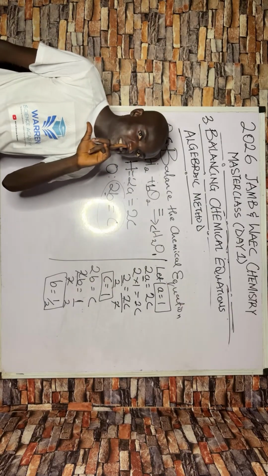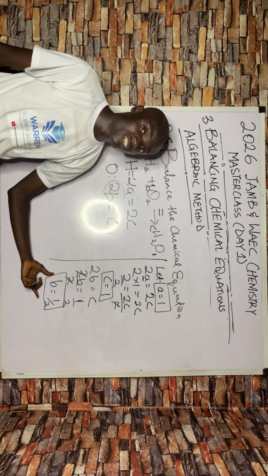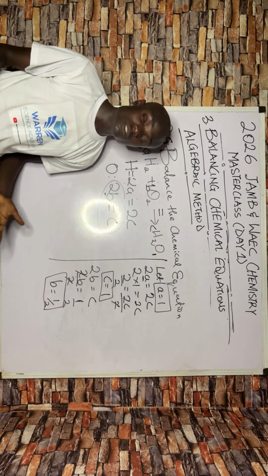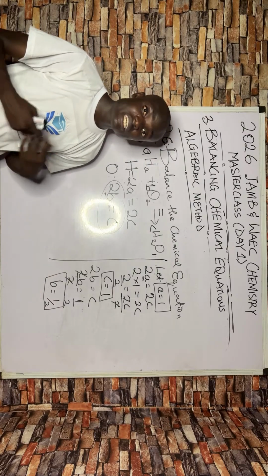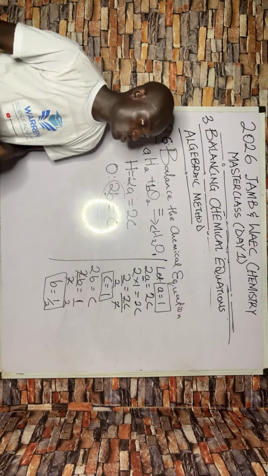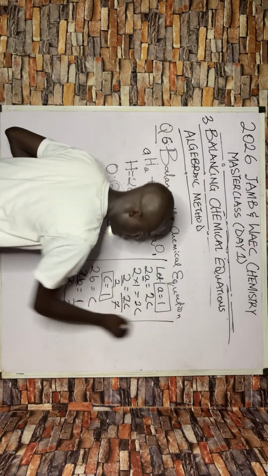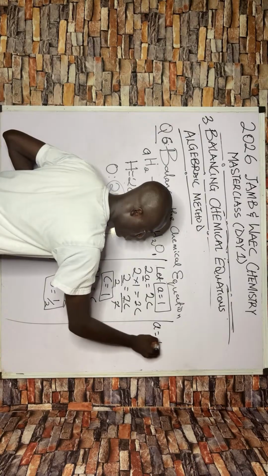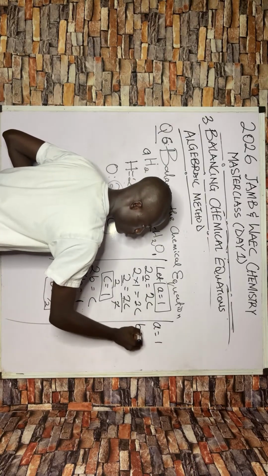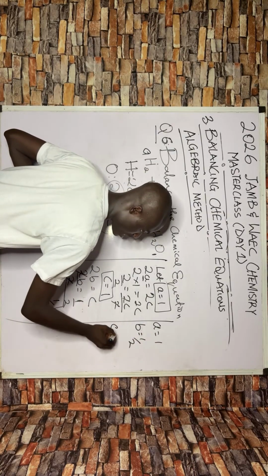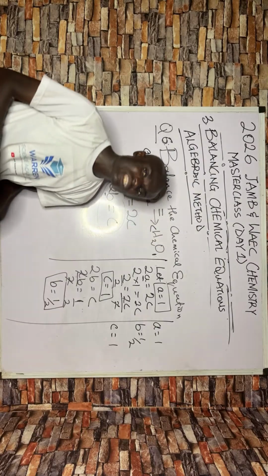But there's one issue we have. We have B as a fraction, and it's not ideal to put a fraction in a balanced equation. So what are we going to do? Let's go. So we have A to be 1, we have B to be 1 over 2, and then we have C to be 1. Now, what are we going to do?